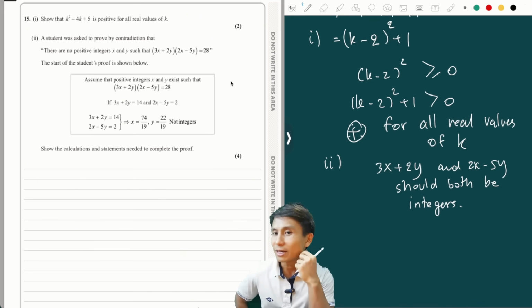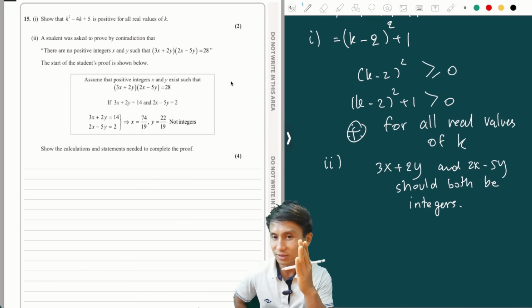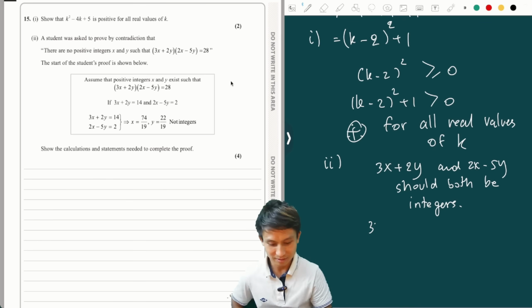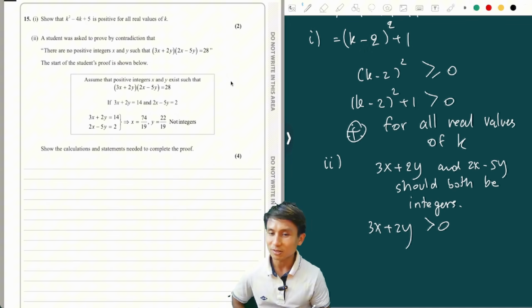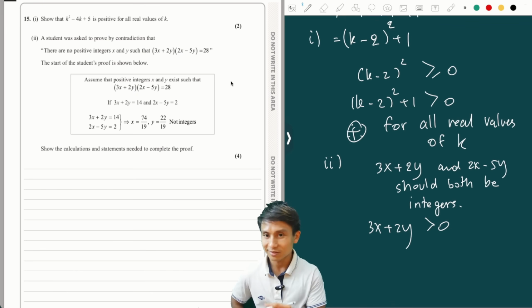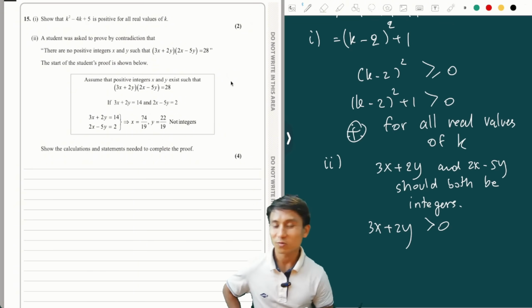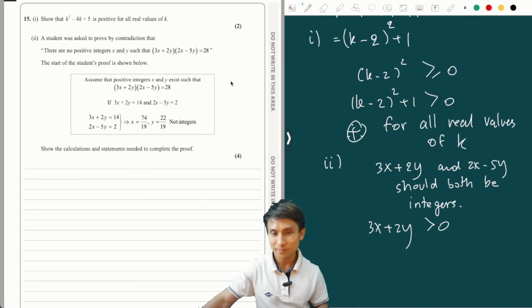Look, if x and y are positive integers, the first bracket should be greater than 0. Think about it, how can you get 3x plus 2y being negative if x and y are positive? Not possible. So if the first bracket gives you a positive integer, then the second bracket should also be positive. The only remaining case is where both brackets are positive.